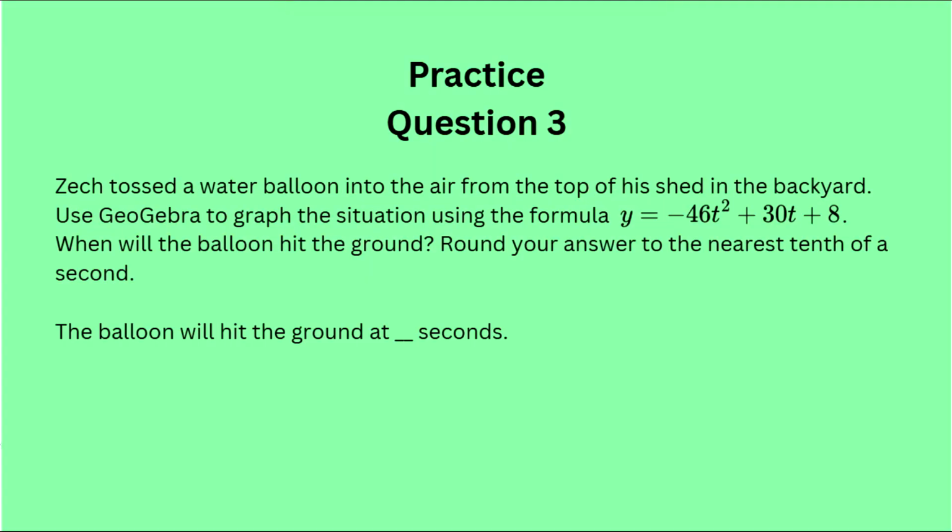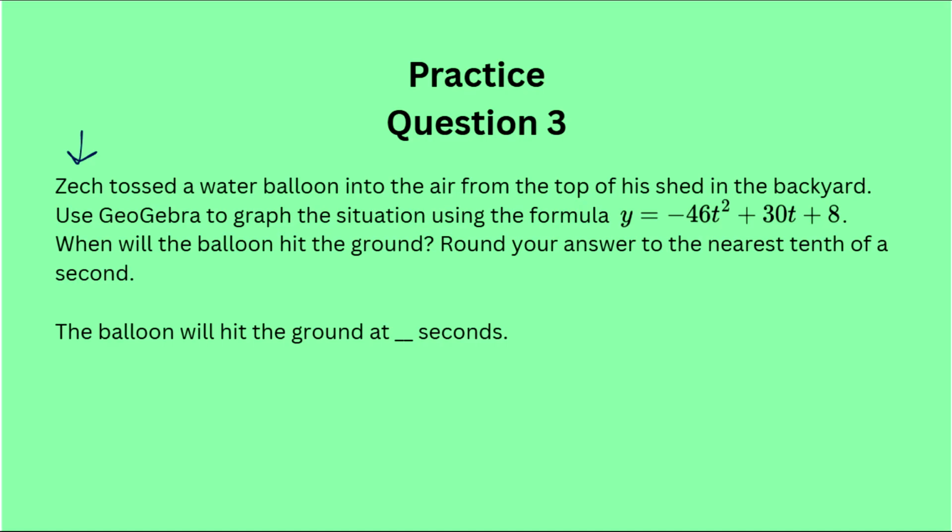Da-da! Here's practice question number 3. Zek, and what kind of name is this? I typed this right. Like, yuck. Zek tossed a water bottle into the air from the top of his shed in the backyard. Get off your shed, Zek. Use GeoGebra to graph the situation using the formula y equals negative 46t squared plus 30t plus 8. When will the balloon hit the ground? Round your answer to the nearest tenth of a second.